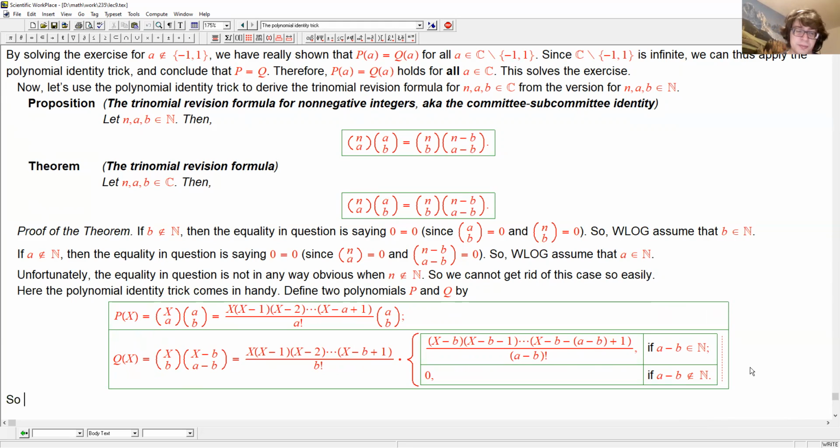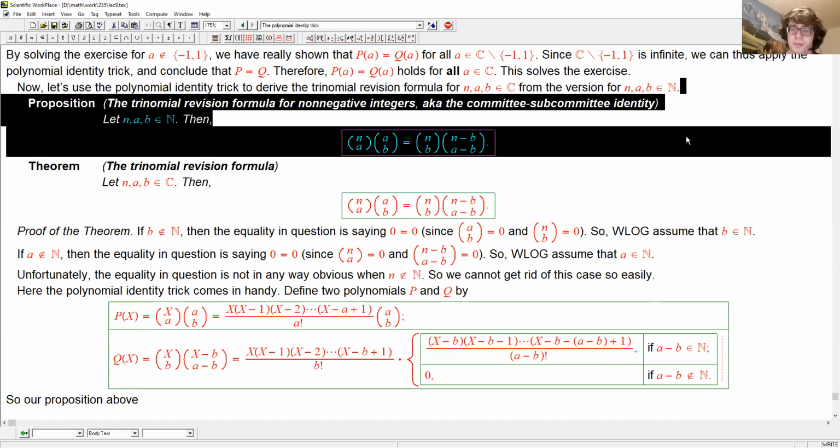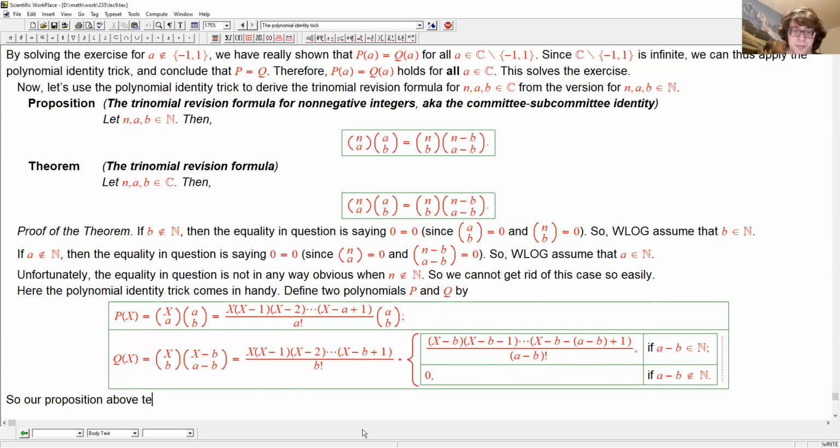So our proposition above, this one, tells us that P of n is Q of n for each n in N. Why? Because this is P of n and this is Q of n. If you plug an n for an x in this polynomial, of course you get n choose a times a choose b, because all those x's become n's. And if you plug n for x in this polynomial, you get this, because all the x's here become n's.